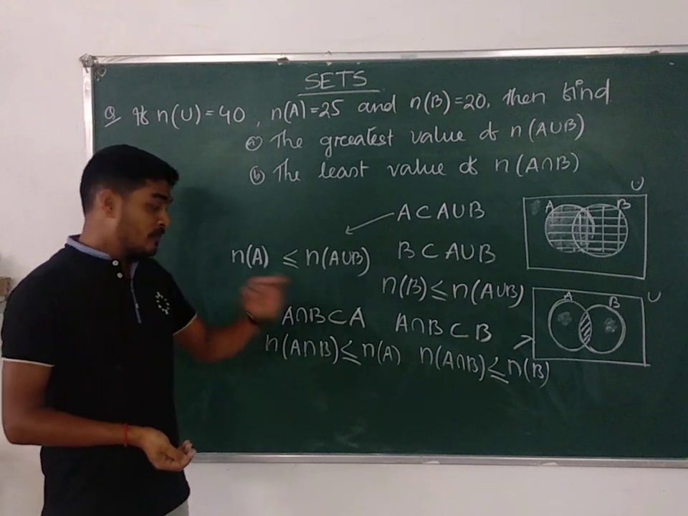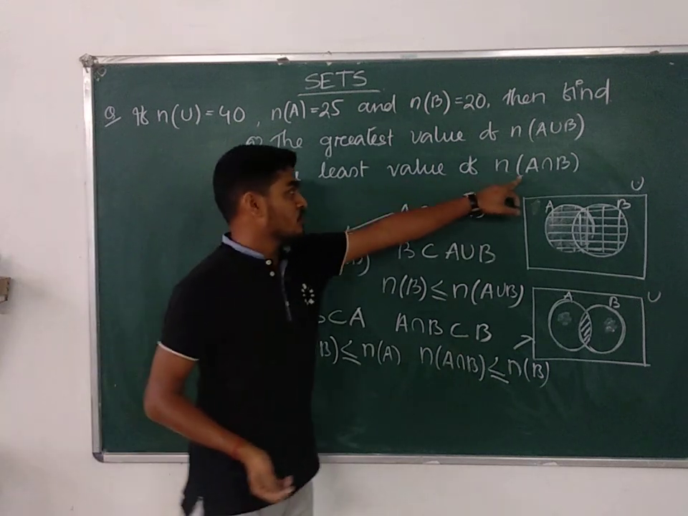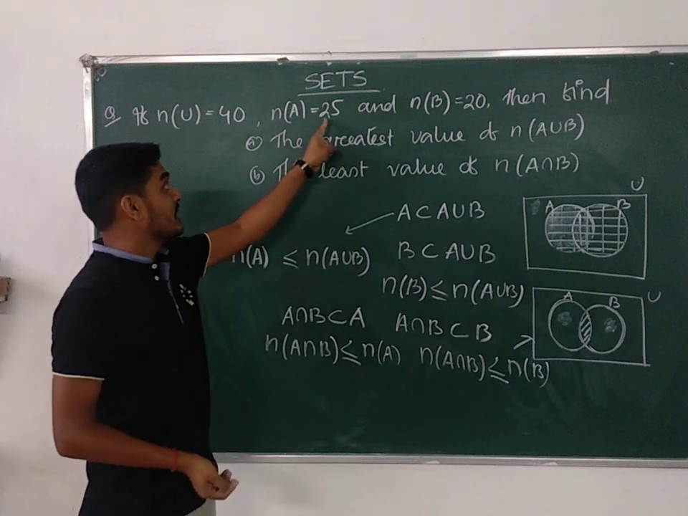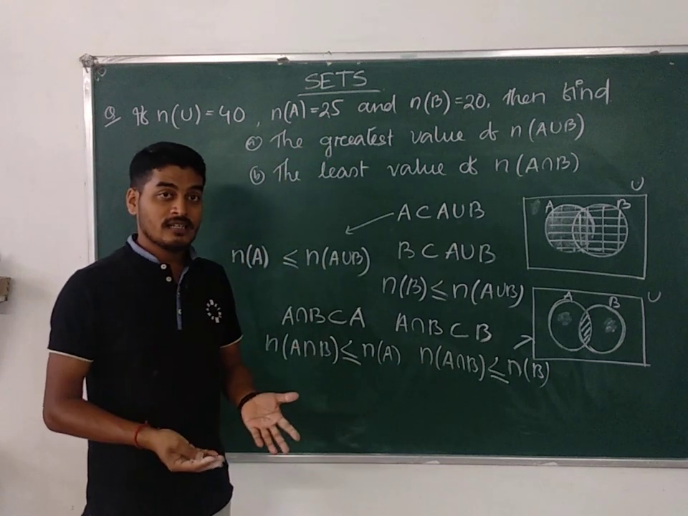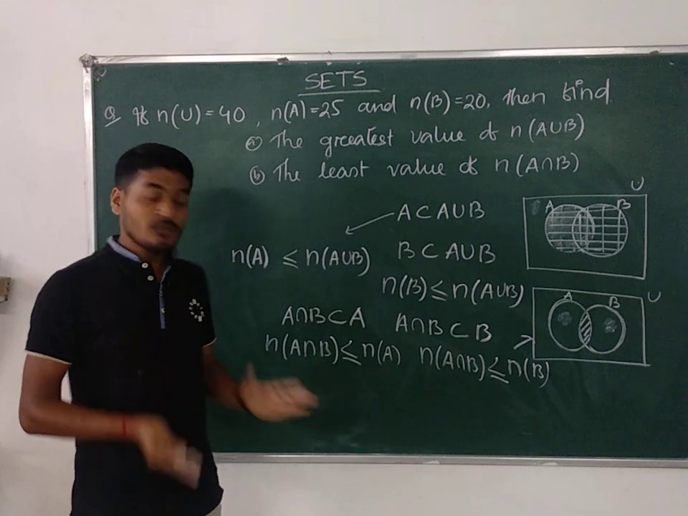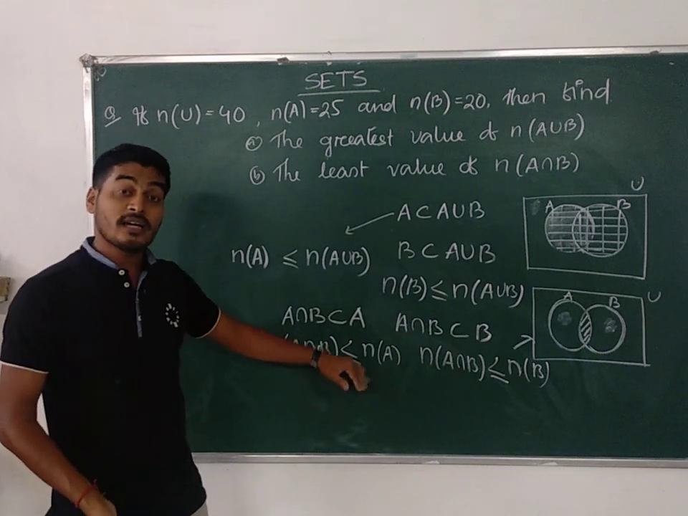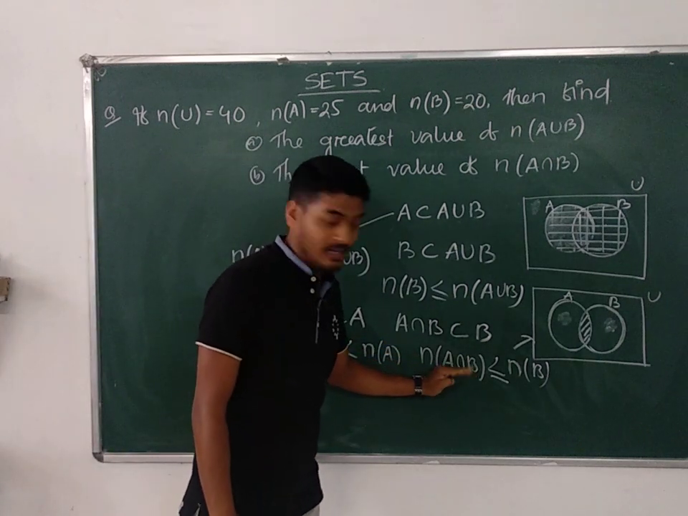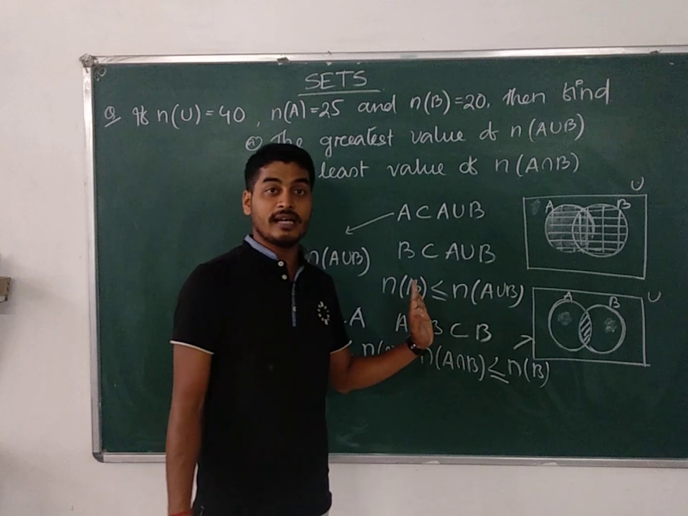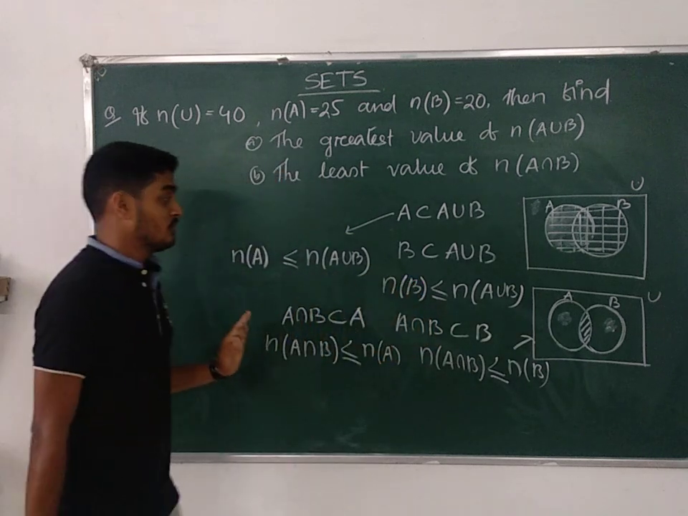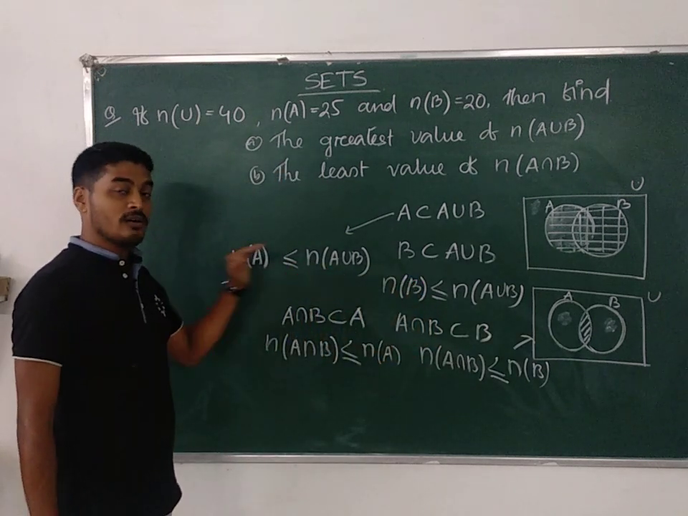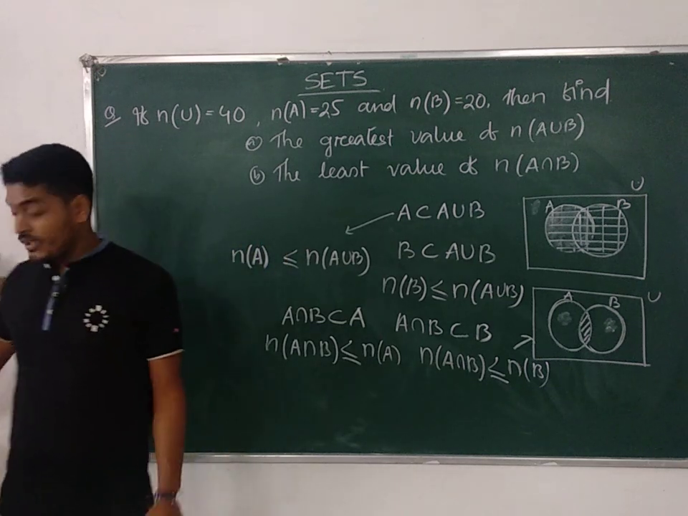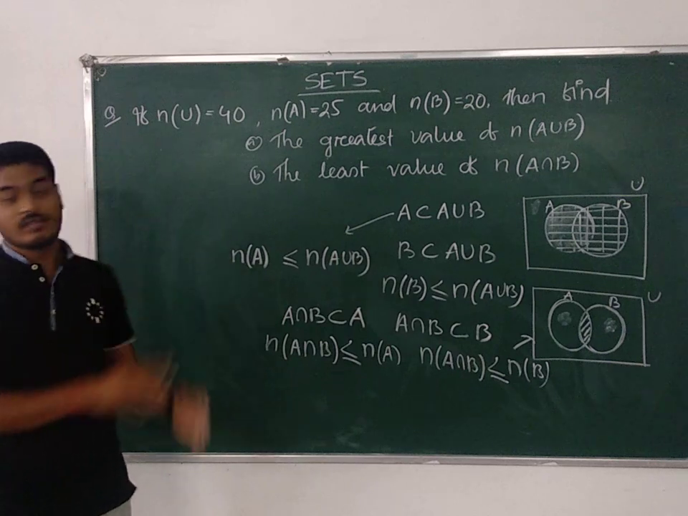Correct? So তোমালোকে গম পালা যে ইন্টারসেকশনত থকা মিনিমাম এলিমেন্টৰ সংখ্যা কিমান হ'ব লাগিব A আৰু B ৰ সংখ্যাতকৈ কম হ'ব লাগিব, that means should be less than 25 and less than 20. ইন্টারসেকশনত থকা এলিমেন্টৰ সংখ্যা A ৰ সমান হ'ব নহলে কম, B ৰ সমান নহলে B কে কম হ'ব। সিমিলারলি ইউনিয়নত থকা এলিমেন্টৰ সংখ্যা A কে আৰু B কে সদায় সমান নহলে বেছি থাকিব। So using these two concepts, we will try to find out the answer of this question.